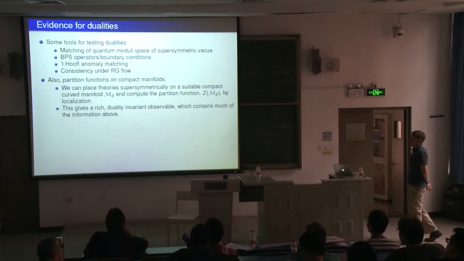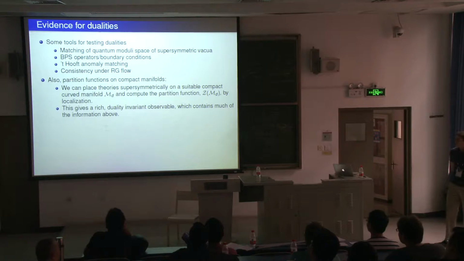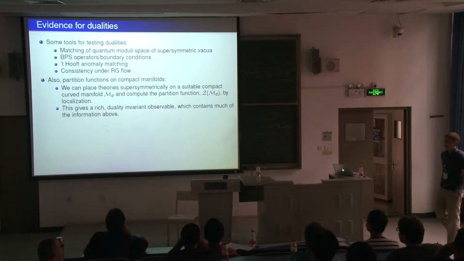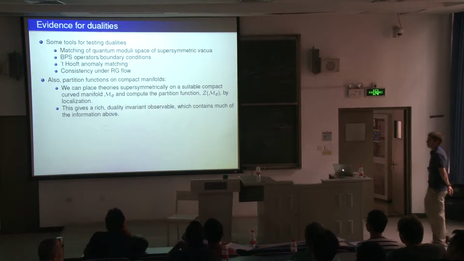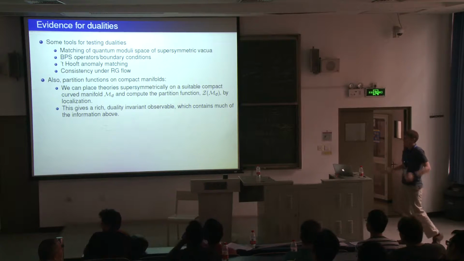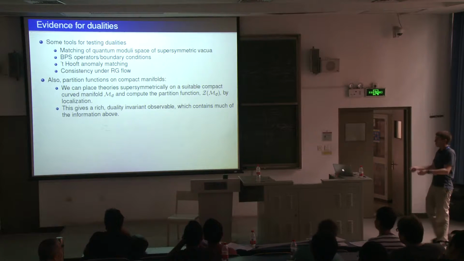So what evidence do we have for these dualities? First of all, we can compare the quantum moduli space of vacua. We can match the spectrum of BPS operators and boundary conditions. We can look at 't Hooft anomalies. And we can check that they're consistent under RG flows. So if we start from a duality and we deform it by some relevant operators, we should get to a new duality.